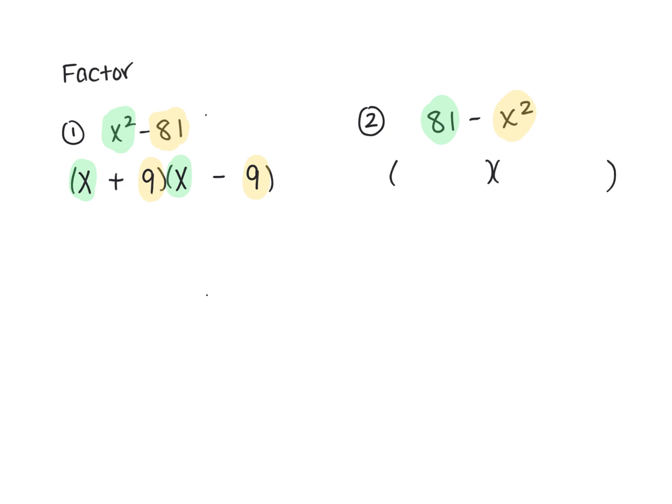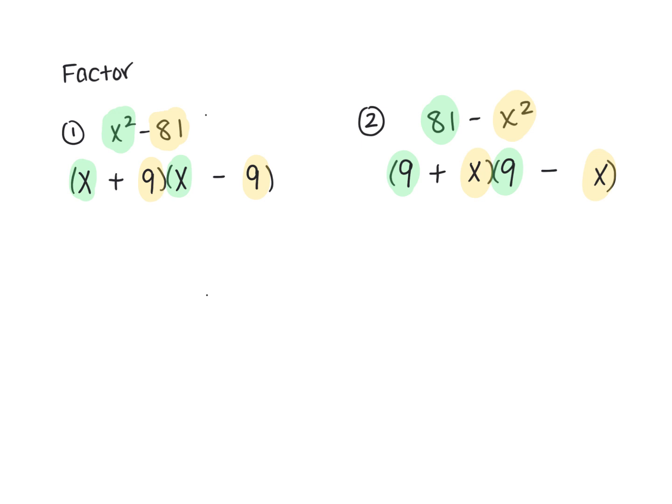Inside the first parenthesis, we're going to put the square root of 81. And inside the second parenthesis, we're going to put the square root of x squared. So the square root of 81 is 9. 9 times 9 is 81. The square root of x squared is x and x. And again, we need to multiply to this negative number here. So a positive and a negative will do that.